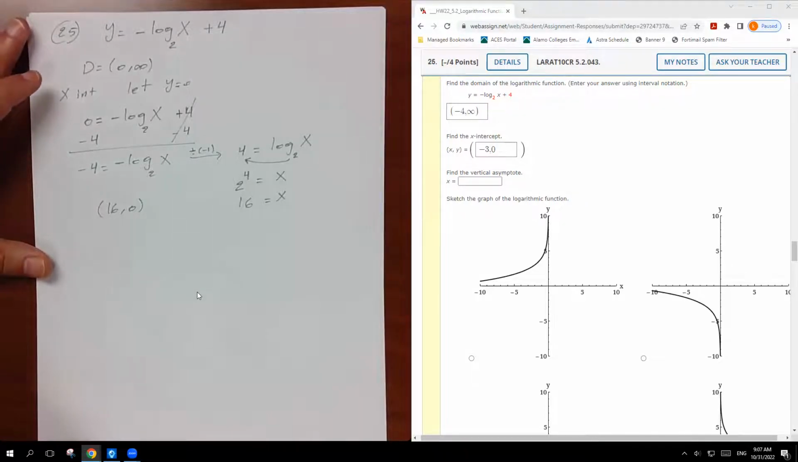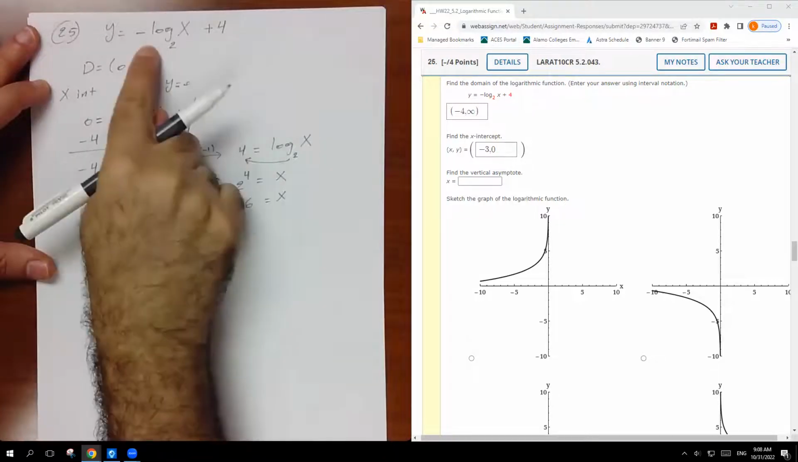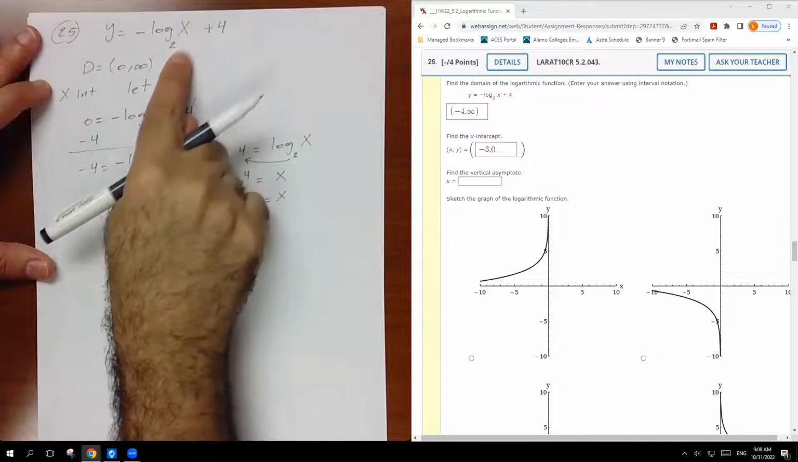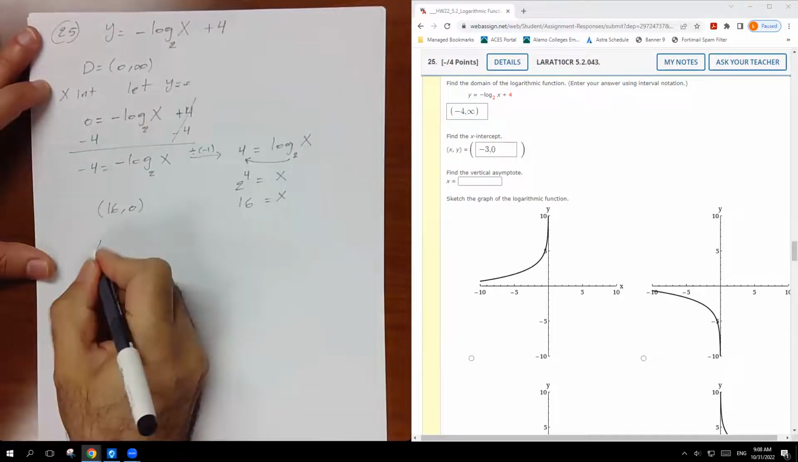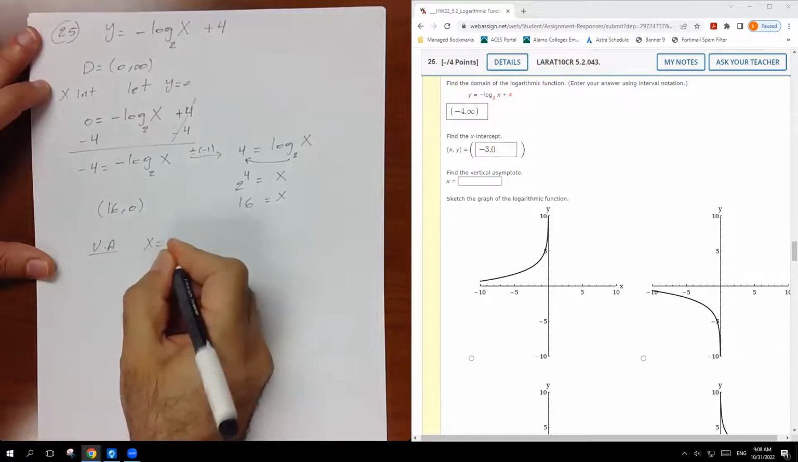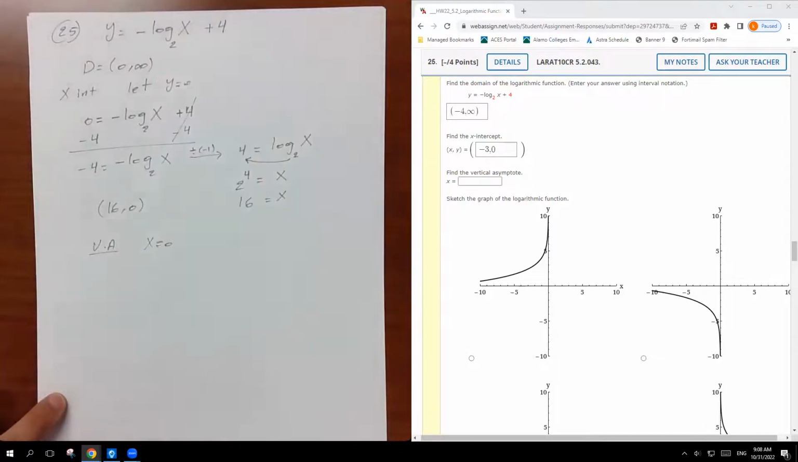For the vertical asymptote, for this function, it's exactly like the previous example. The vertical asymptote here is just when x equals 0. The vertical asymptote is going to be x equals 0, because the function is undefined when x equals 0, it's not going to be a real number.